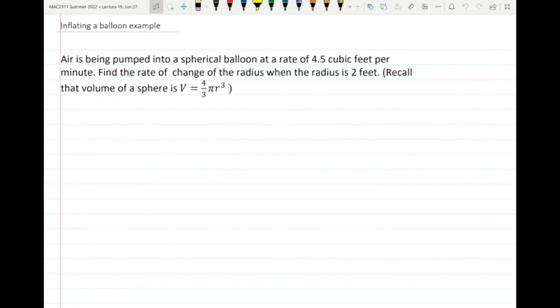Air is being pumped into a spherical balloon at a rate of 4.5 cubic feet per minute. Find the rate of change of the radius when the radius is 2 feet. In other words, how fast is the radius growing at that point? When it's 2 feet long, how fast is it growing? And then I'm reminding you of the formula for the volume of the sphere, if you don't remember, which is 4/3 pi r cubed. That's the formula for the volume of the sphere.